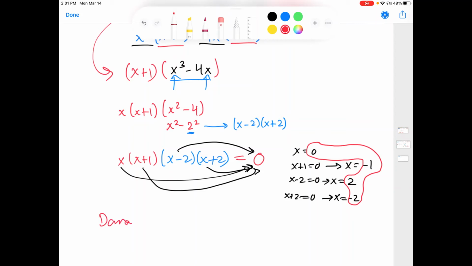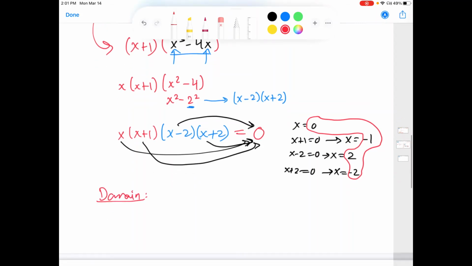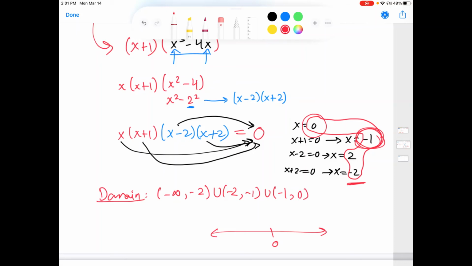So I'm just going to write down the domain in interval form here to give you some of that practice. So we're going to start all the way at negative infinity, and then we're going to go to the leftmost number on our number line, right? So here's 0. So the leftmost number is negative 2. So we go there, and then we start from negative 2 and go to the next one, which is negative 1. Okay, and then we start at negative 1 and go to the next one, which is 0. And then start at 0 and go to the next one, which is 2. And then start at 2 and go off to infinity.